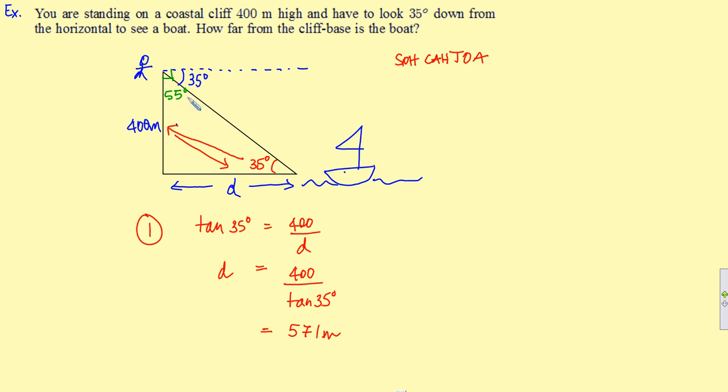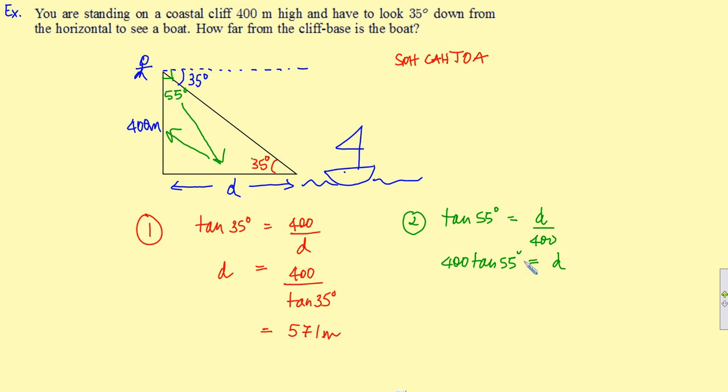So I'm just going to erase the red part here, except for the angle. I'll leave that. With respect to the 55 degrees, it's opposite over adjacent still. So the tangent of 55 would equal d over 400, and that would give me 400 tan of 55 is equal to d. Therefore, d is going to equal, and it should be exactly the same thing, approximately 571 meters.